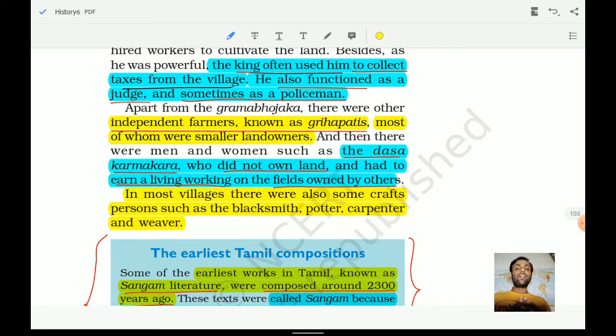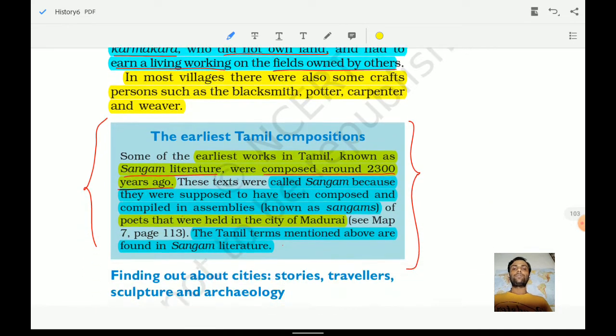In most villages there were also some craftspersons such as blacksmiths, potters, carpenters, and weavers. So it has provided us with complete information about who the people were who were living in the different parts of the kingdom, in the villages settled in the kingdom. It has clearly divided that three types of people lived in southern India and three types of people lived in northern India. I have already emphasized enough those terms which you need to remember, and a question can easily be asked in prelims, right? So keep this in mind.